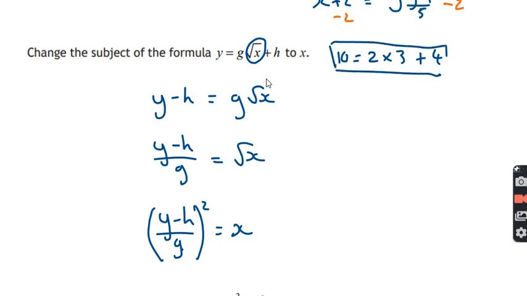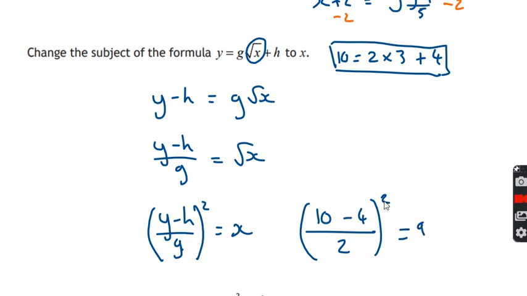So that's my equation, if I just put in any numbers I've made up. So g is 2, x is 9, so root 9 would be 3, and h is 4. Let's see if it works this way. So y is 10, take away my h, which I said was 4, divided by g, which I said was 2, and then I'm going to square that. So 10 take away 4 would be 6, divided by 2 is 3. If I square it, I'm going to get 9, which is what I said x was.